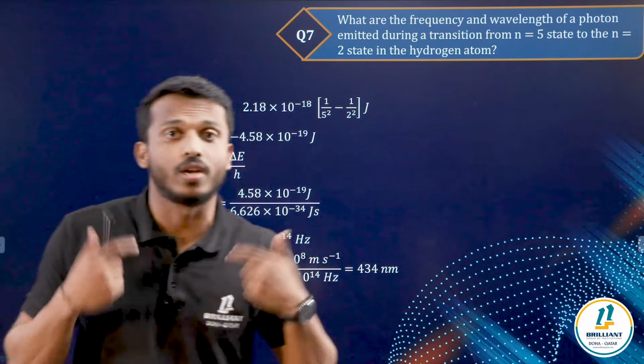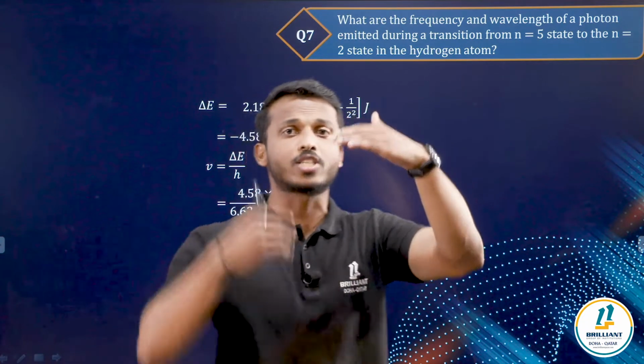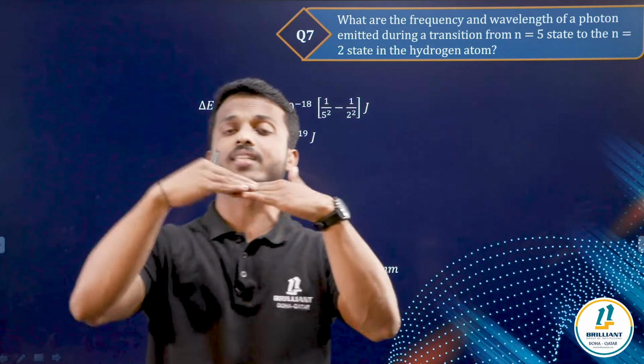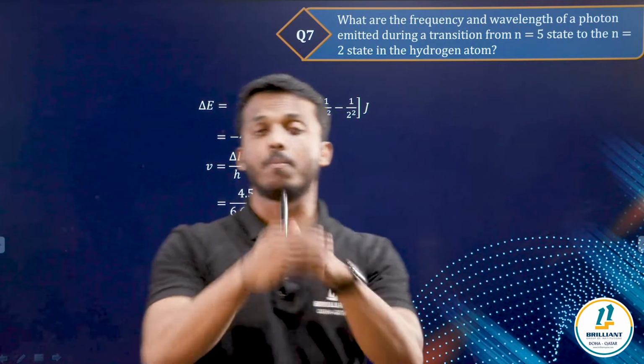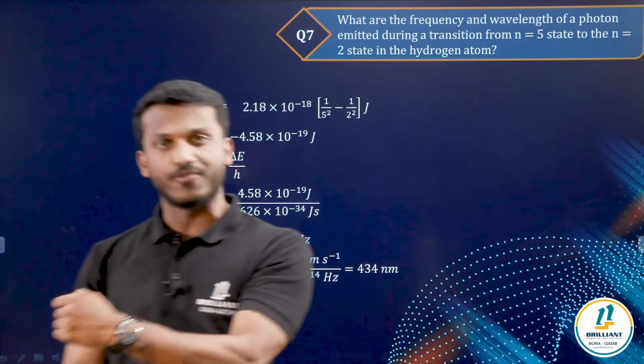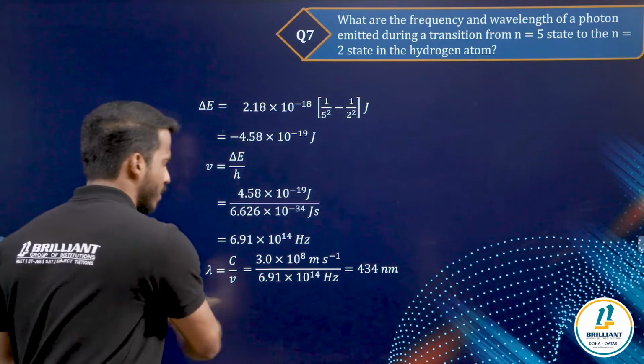So dear all, just to recap the equations once again. Here an electron is transitioning from the 5th level to the 2nd level. So we calculated the energy difference, that is delta E. By knowing delta E, we calculated the frequency. By knowing frequency, we can calculate the wavelength also. Hope you are clear? This is the method.